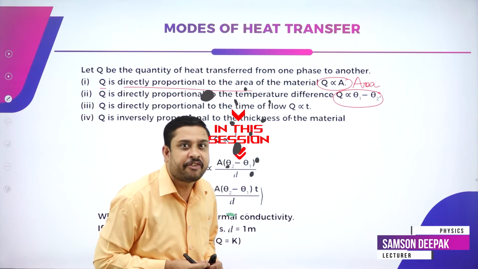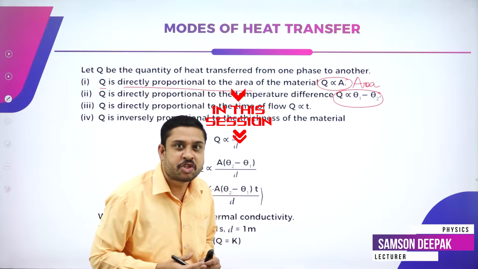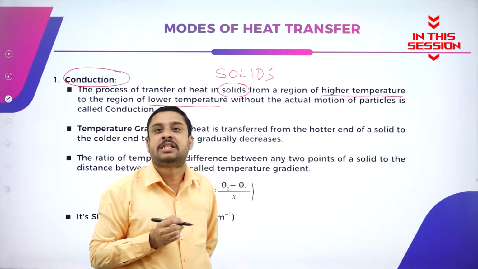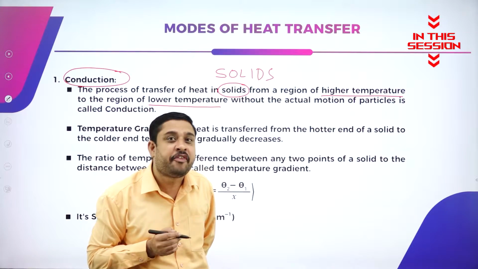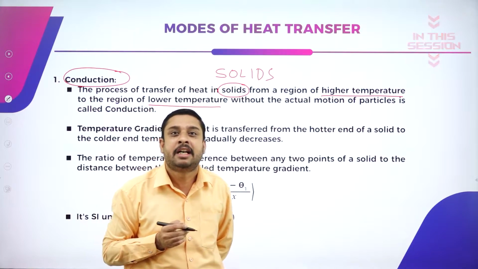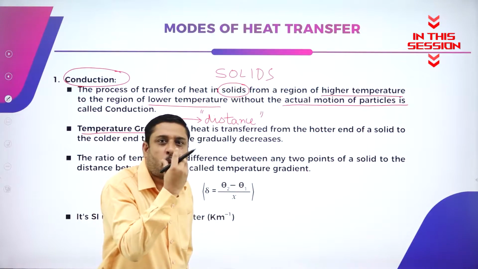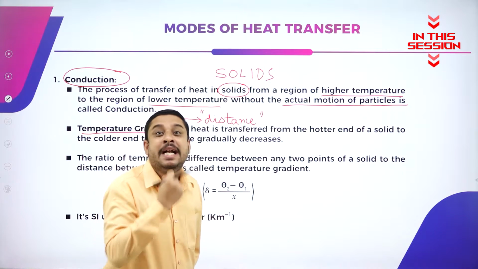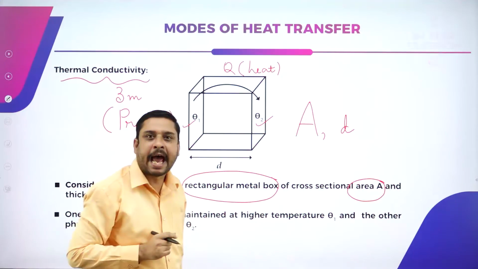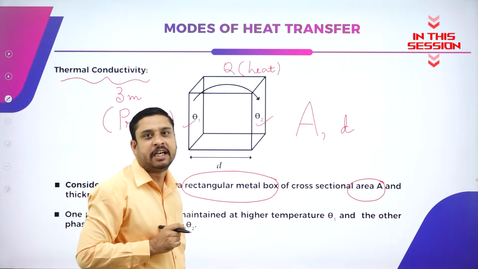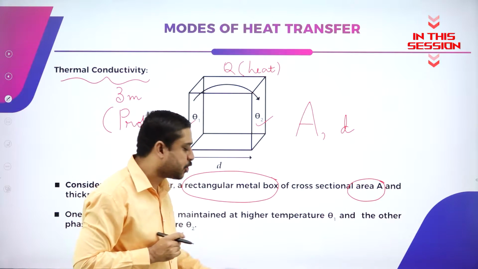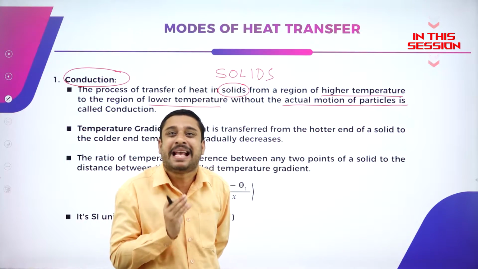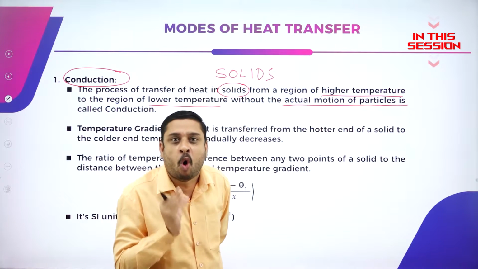Large temperature difference, 50 degrees Celsius, 100 degrees Celsius, higher temperature to a region of lower temperature. It is some quantity referred with respect to distance that has to be transferred from one phase to another. Is a process, a method, a mode.